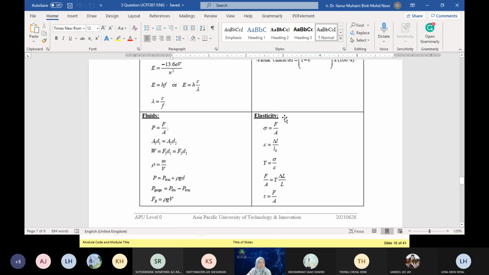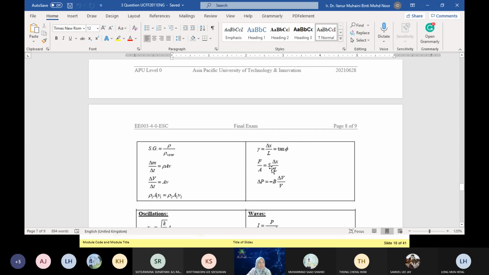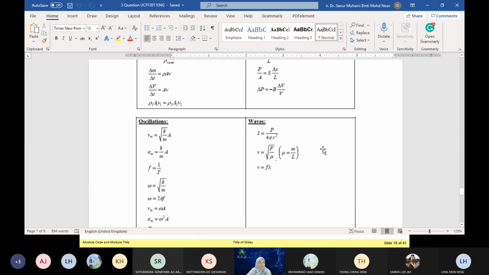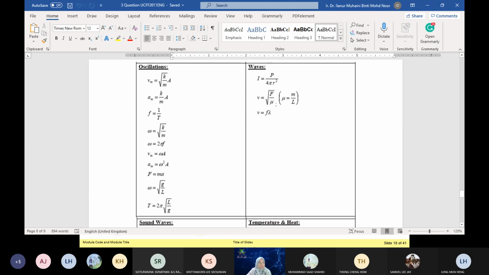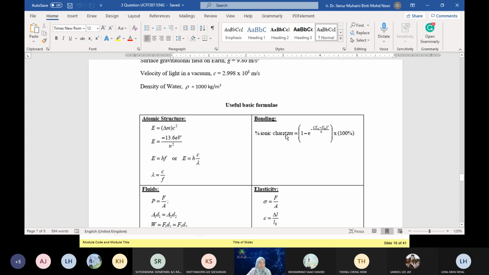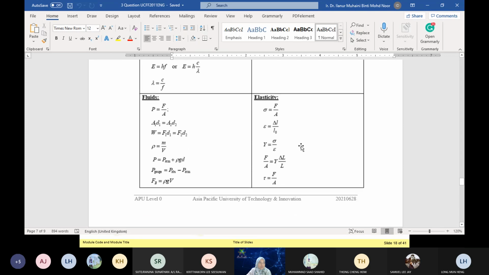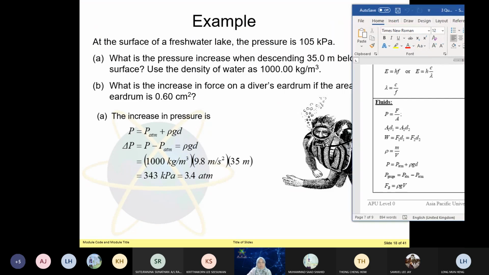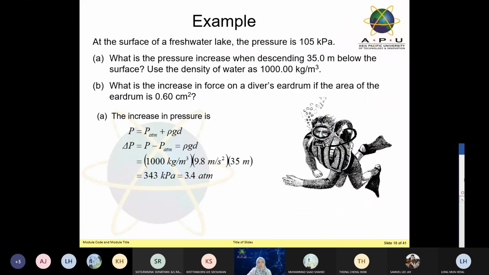So chapter 4 under elasticity is until here. All the chapter formulas are in the box, so that students can easily find them. If not, if we already mix all, then it is hard for them to find. Okay, so the formulas are easy to find.